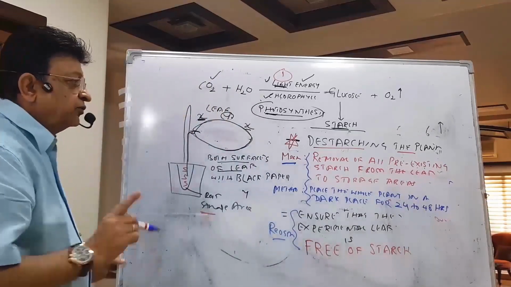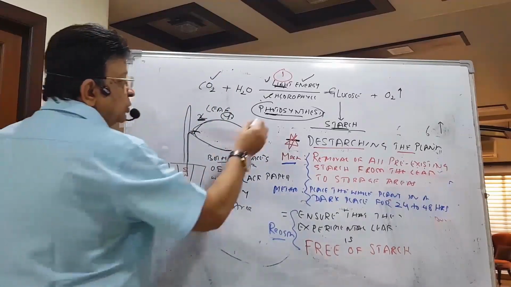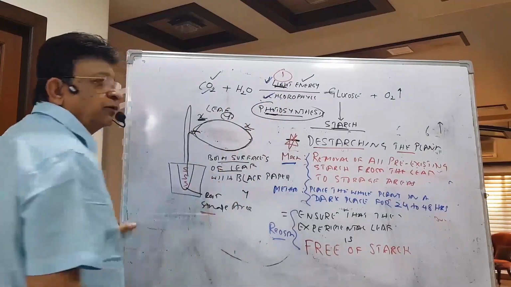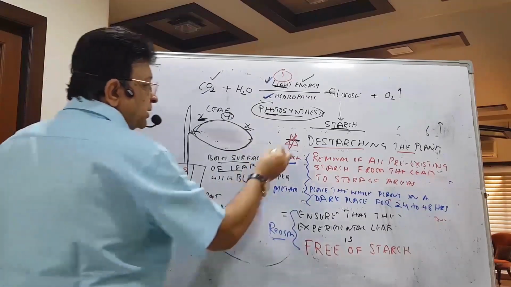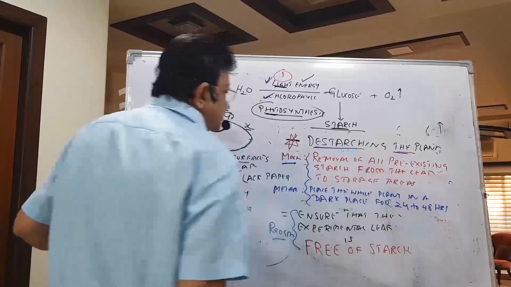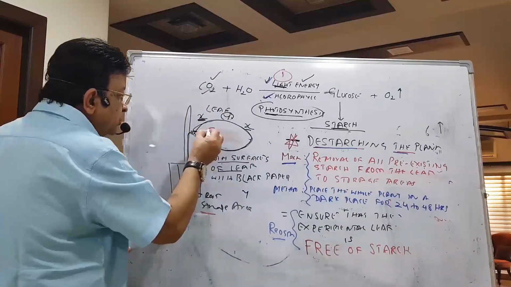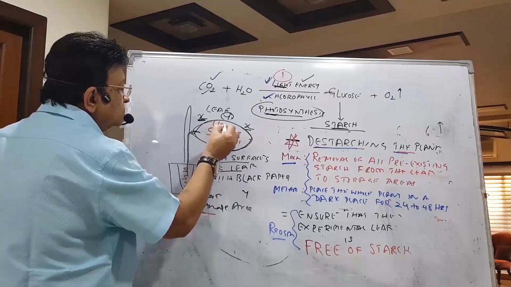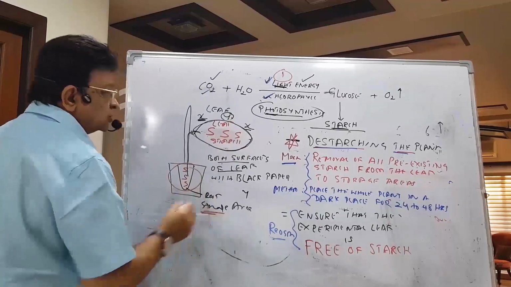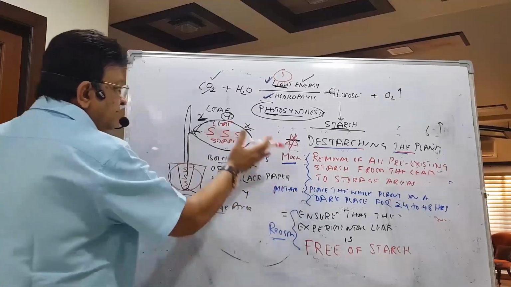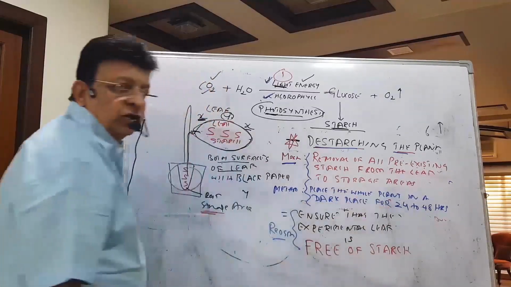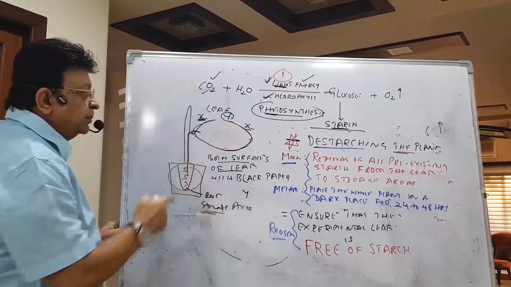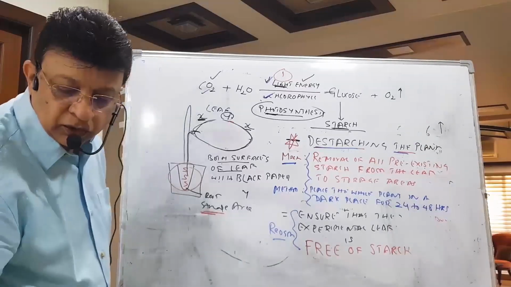So we begin again. First, before conducting any experiment to demonstrate the requirement of external factors like chlorophyll and carbon dioxide for photosynthesis, before setting up the experiment, we have to de-starch the plant. What does it mean? Removal of all pre-existing starch from the leaf to the storage areas. So now how does it happen? I take the whole plant and place it in a dark place for 24 to 48 hours. By that, what have I ensured? That the experimental leaf is free of starch.